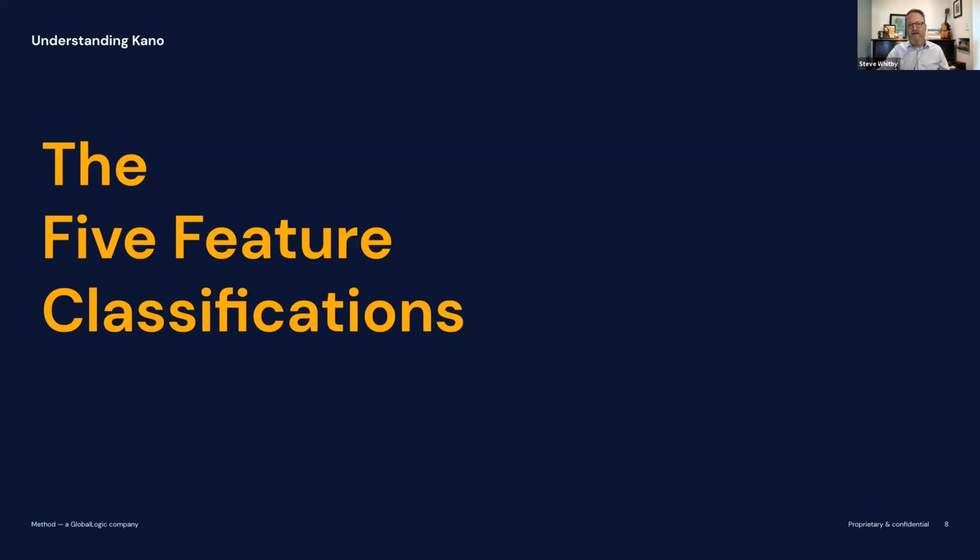There are 5 classifications. If we use a couple of simple questions that I'll introduce in just a minute and plot functionality versus customer satisfaction, it can help us to put features that we're investigating into one of 5 categories. I'm going to walk through what those 5 categories are. You can ask questions as we go, or we can do that at the very end.